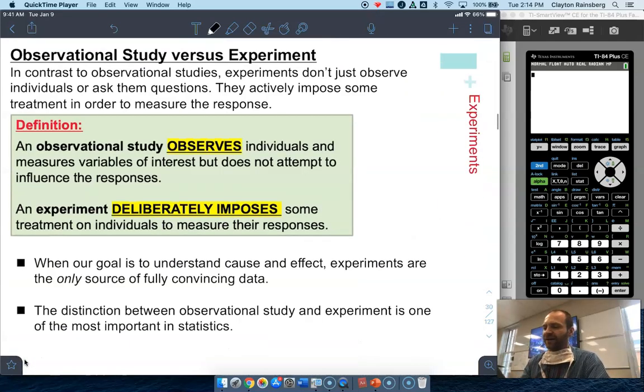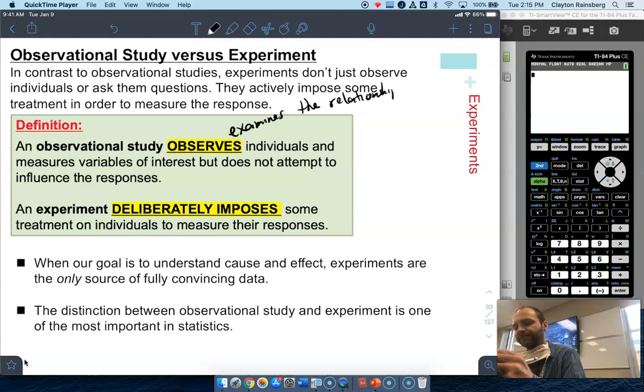So I've already kind of talked about observational studies versus experiments. I just want to show you a visual of it. What an observational study does is observe individuals and measure variables of interest, but it does not attempt to influence. There is no influence. You're just observing what's going on. It examines the relationships between variables.